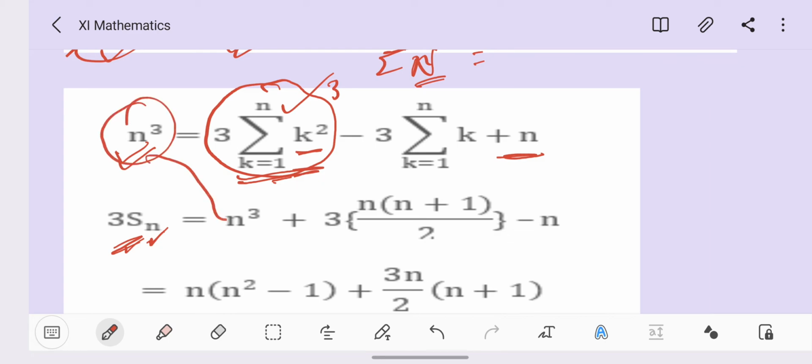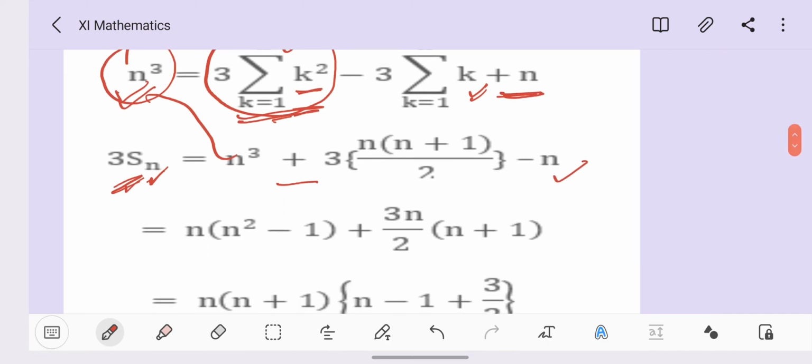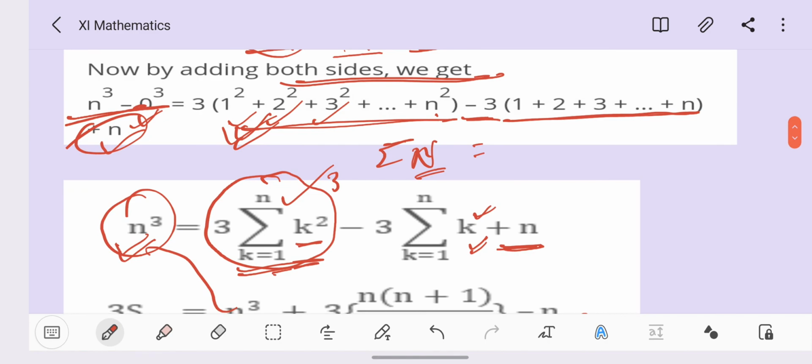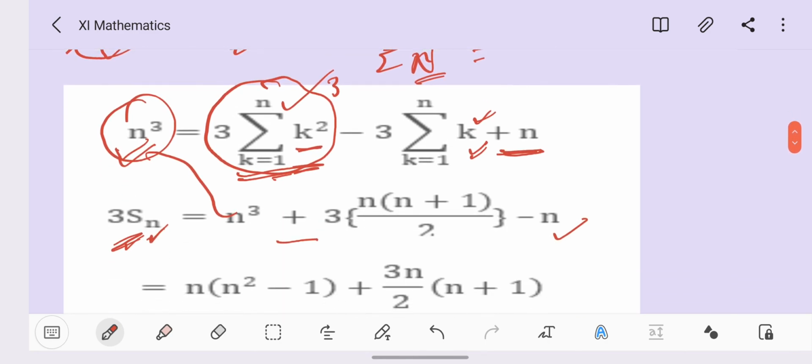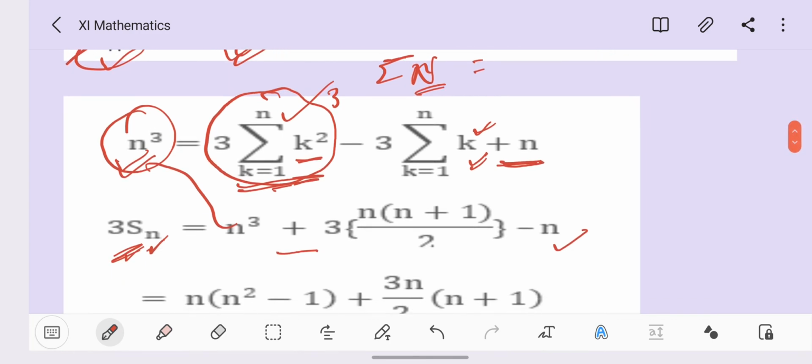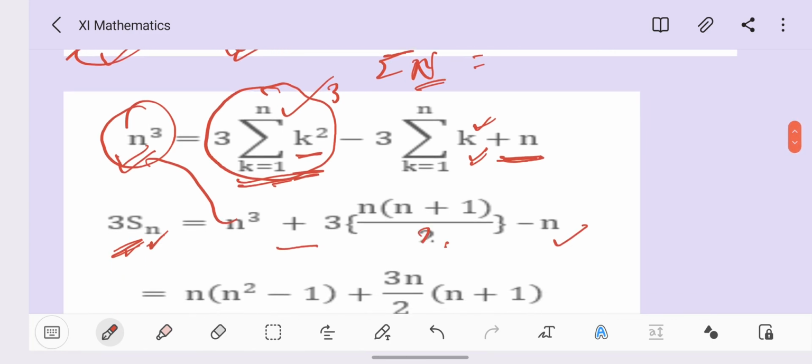So n cube here, minus 3 summation of k equals 1 till n of k will go to the left hand side, becomes plus, and this plus n will go to the left, becomes minus. Okay, so summation of k equals 1 till n of k is nothing but, as we have just proved, the sum of the series of natural numbers, that is n into n plus 1 by 2.